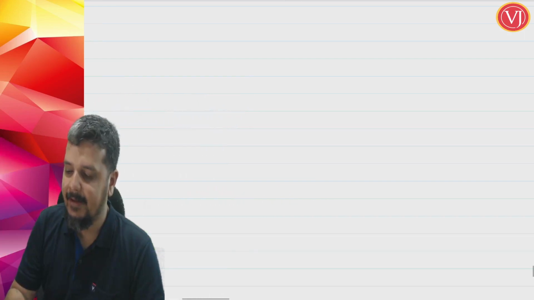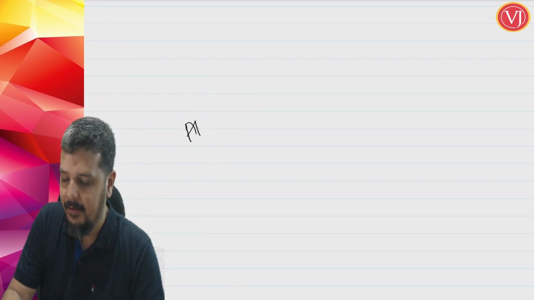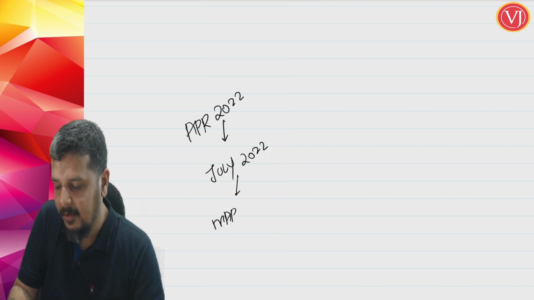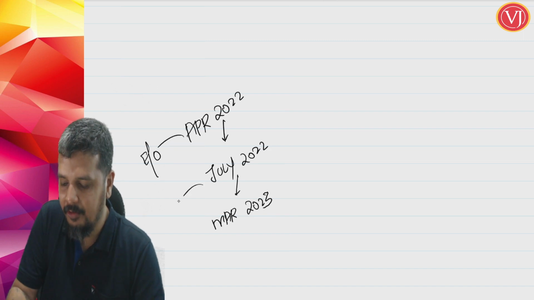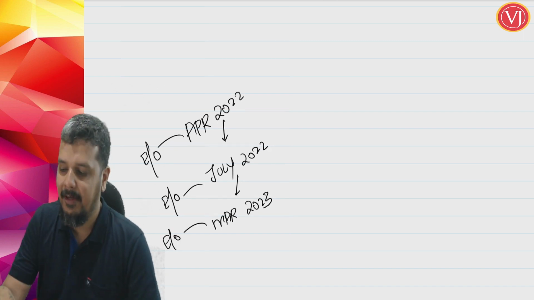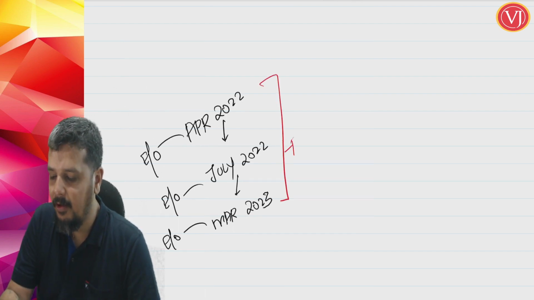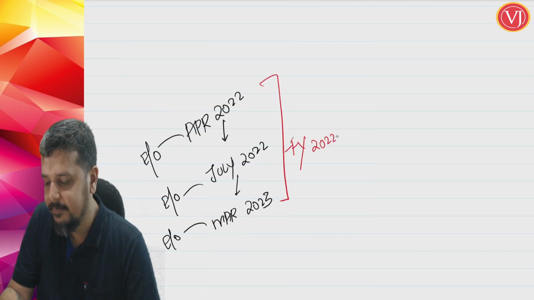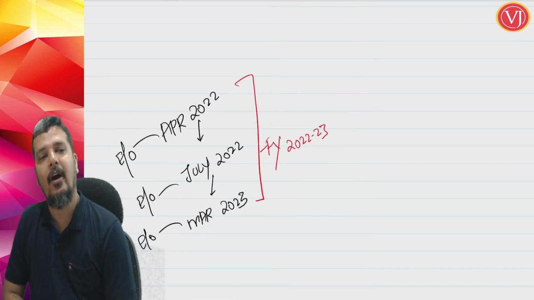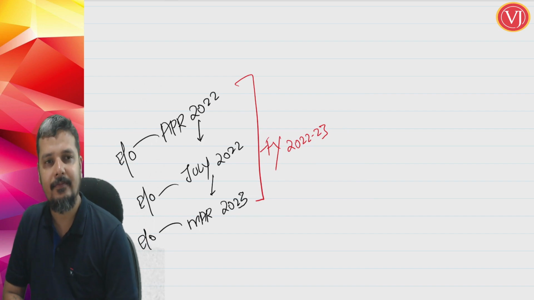If I tell that I made a mistake in my April 2022 return, plus I also made a mistake in my July 2022 return, plus I also made a mistake in my March 2023 return. Error or omission, error or omission, error or omission. Please understand that all the 3 fall under the same financial year 2022-23. So the last date for all of the 3 errors or omissions is the same.